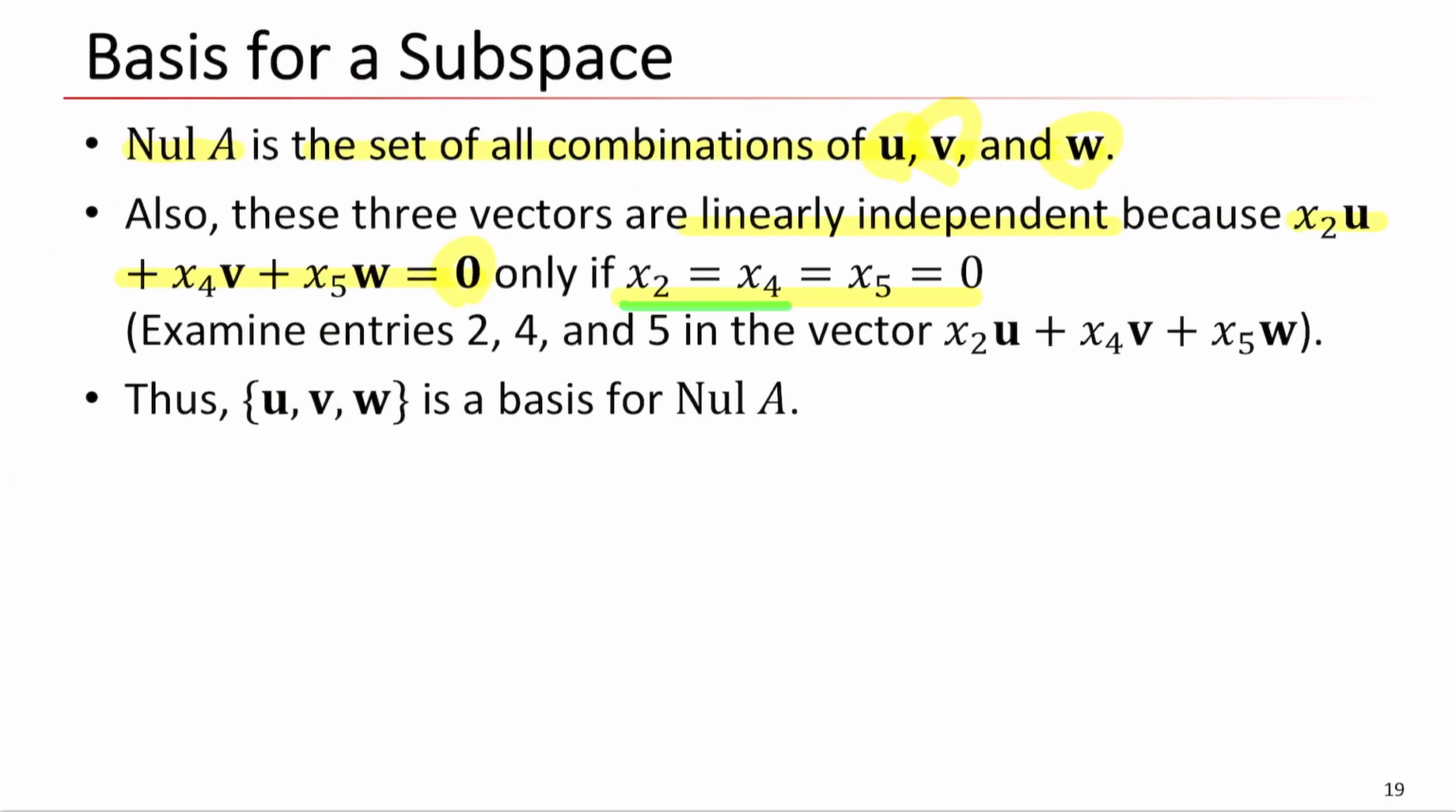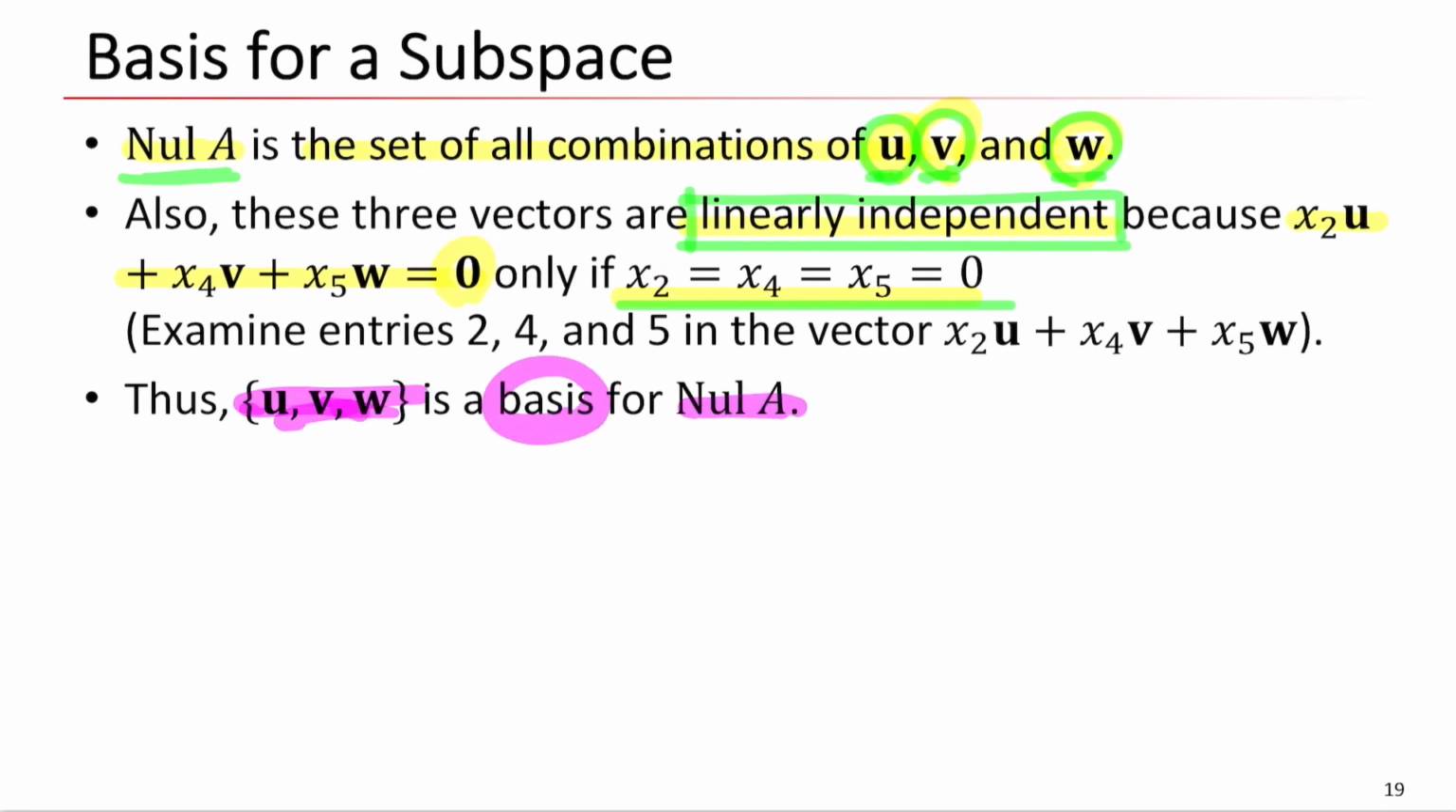So because there is only the trivial solution, this is a linearly independent set. Okay? So this u, v, w are linearly independent. So it means that u, v, w span the null space A. Okay? So in other words, u, v, w is the basis for the null space A. So the linear combination of the u, v, w spans the null space A. Okay? So this is the basis for the null space.